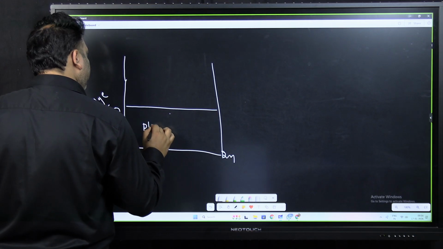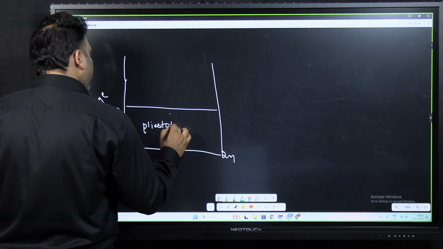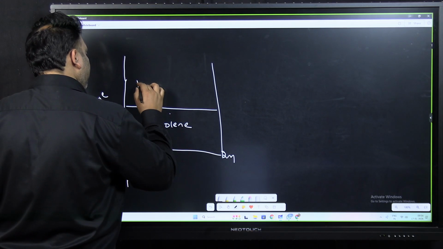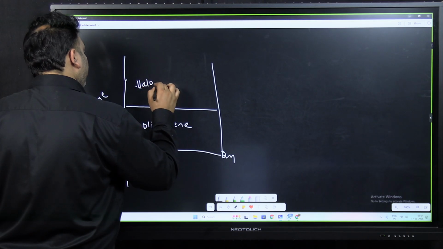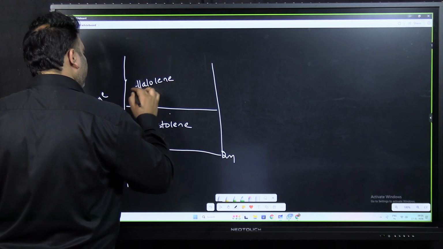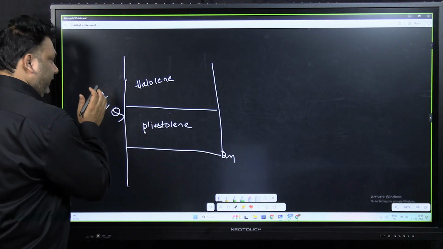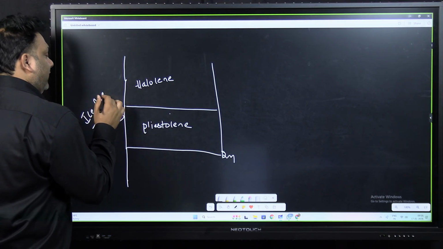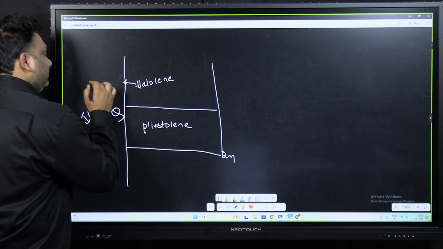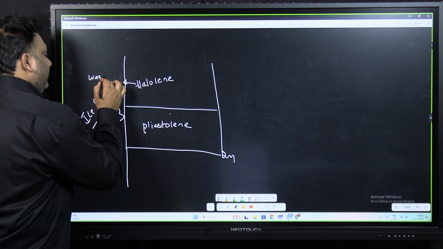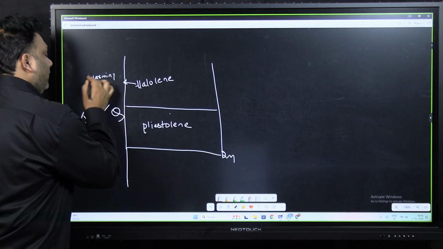One is Pleistocene, Holocene, right? So, Pleistocene, okay, most of the Pleistocene is Ice Age. The Holocene is the period of warming. It is a period of warming.